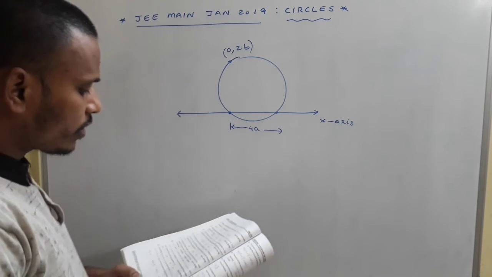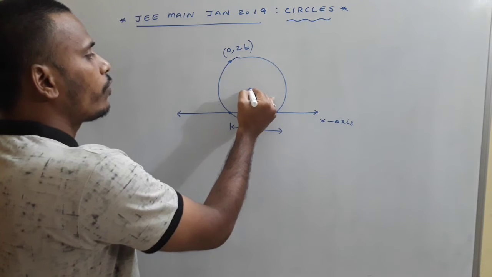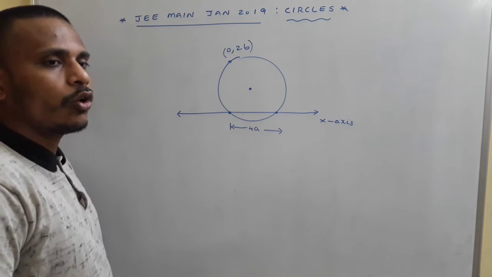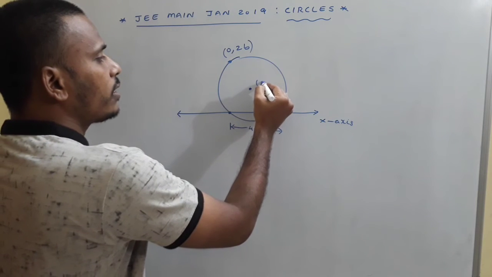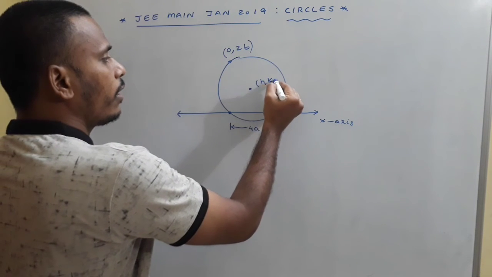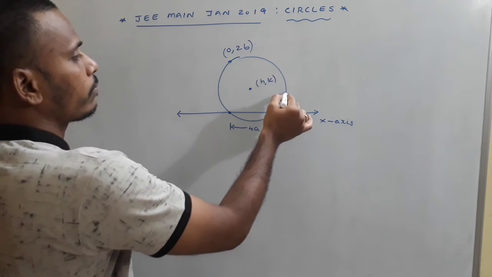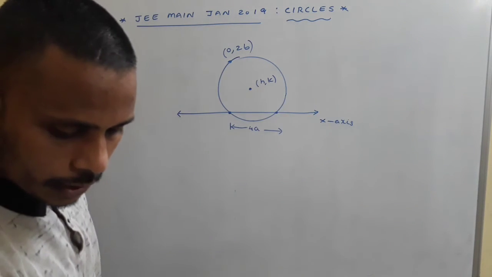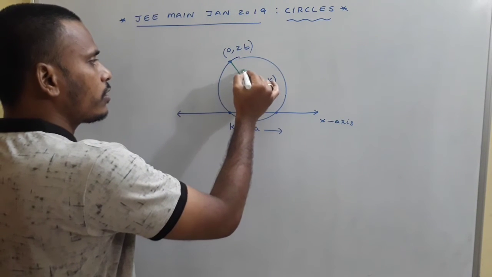Then we need to calculate the locus of the center of this circle. So how to calculate the locus of the center of this circle? Suppose the center is considered as h, k, then we need to find out the locus of h, k. Okay, then what is the task? Distance between these two is radius.